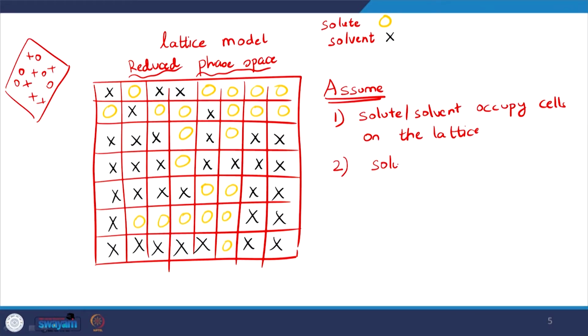The second assumption that we make is that the solute volume is the same as the solvent volume, and that's already implicit from the diagram, and that is the same as the cell volume. Let me call it Vc. Now, you may imagine a situation where you can try to make different kinds of cells, where a smaller cell will correspond to a smaller solvent, a larger cell will correspond to a larger solute molecule, or vice versa. But there is not too much benefit in doing that.